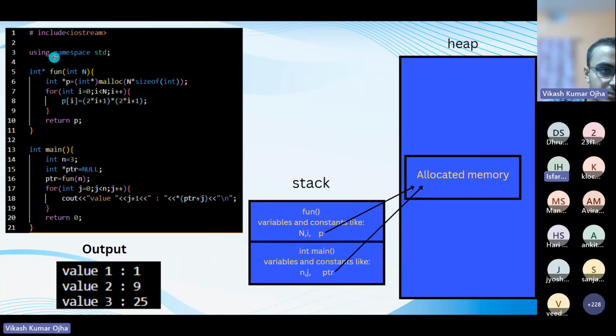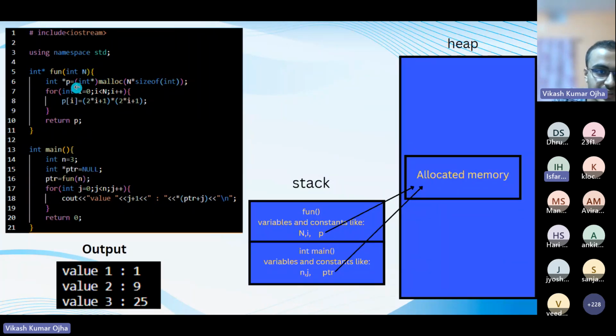Here we have a simple C++ program and there is a function called main. So first we will start from int main. We will define ns3 and a pointer which we will initialize to null, and the pointer will equal the function fun. So the fun function is taking the argument 3, so the value of n here will be 3.